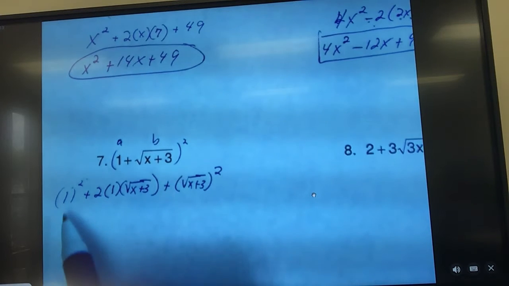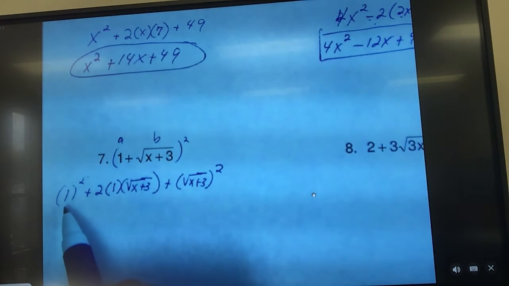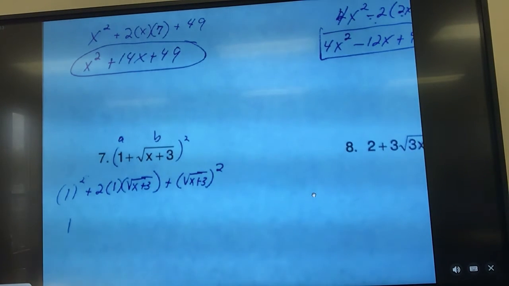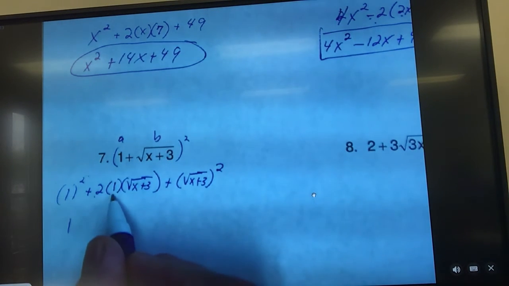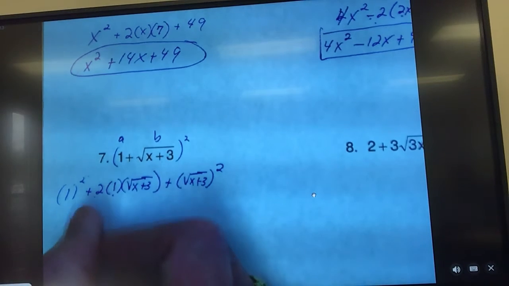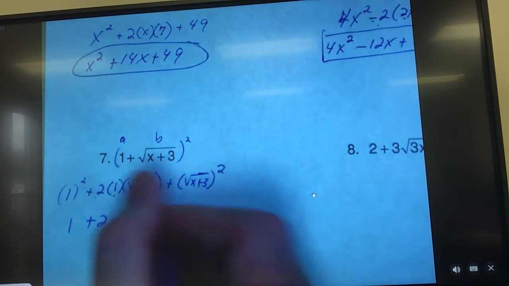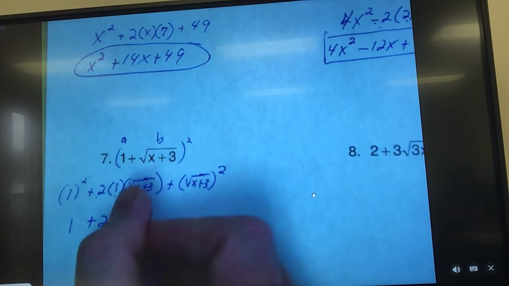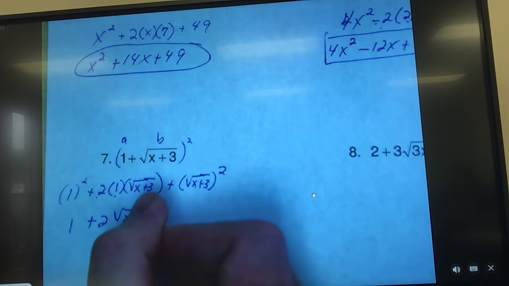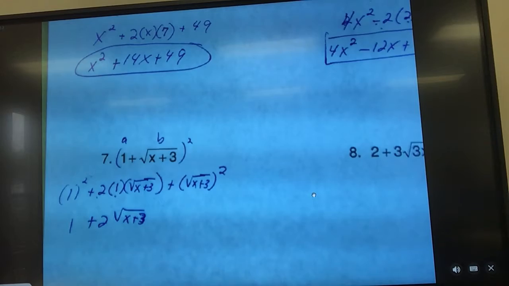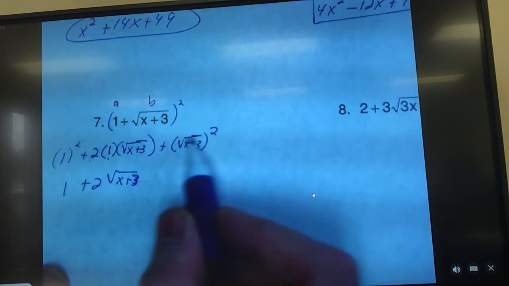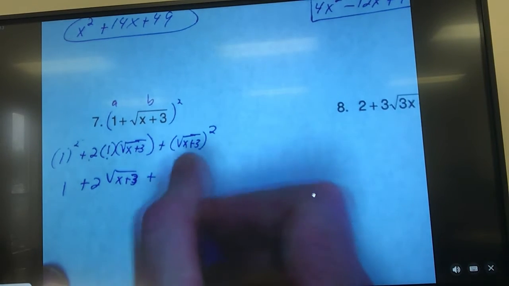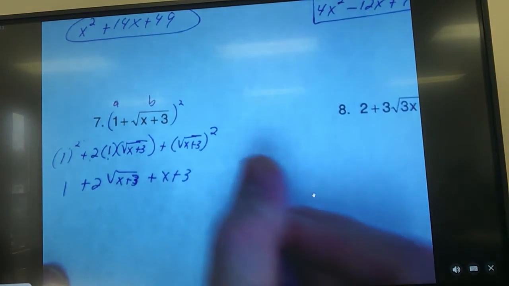So what is 1 squared? Cleaning it up. 1 squared is 1, right? Because 1 times 1. Now I'm going to multiply 2 times 1 is 2. I can't multiply it times x, so it's 2 square root of x plus 3. That's as far as that one will go on that part. Now what did we say square root of anything squared does to this? Drops. Just drops it. So plus x plus 3. Okay?